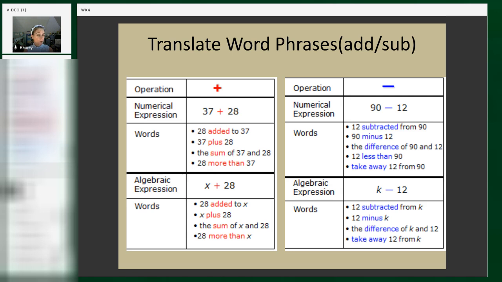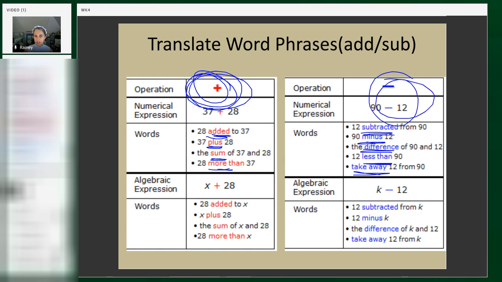So when we translate words or word phrases into expressions, you should have seen this before in other math classes. We have to make sure we're using the proper word to describe what to do. So added to, or plus, or sum, or more than, all of those words tell us to add. Subtracted from, minus, difference, less than, take away, all say to subtract. You can do this with numbers or with letters or both, which is what we're going to be doing, putting them both together.